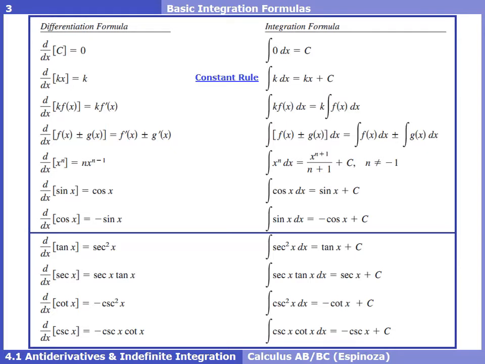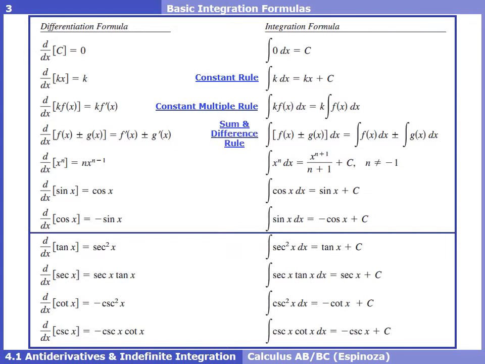So let's go over a couple of these real quick. That constant rule is when we integrate a constant with respect to x. When we integrate a constant with respect to x, we get that constant times x plus c. So be careful. We know the derivative of a constant was 0. But when we integrate a constant, it becomes kx plus c. This was the constant multiple rule that I used in the last slide, where you can take constants multiplied by functions and pull them out to the front of the integral.